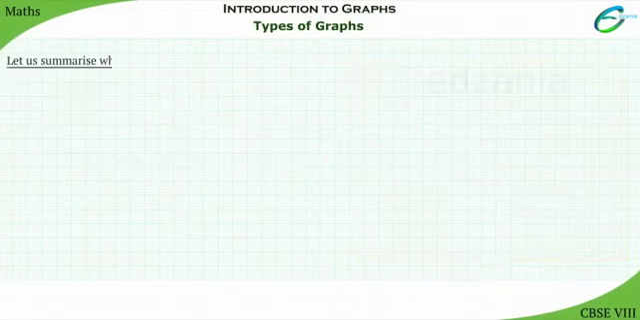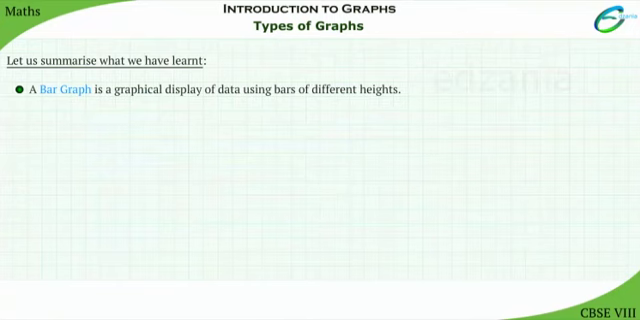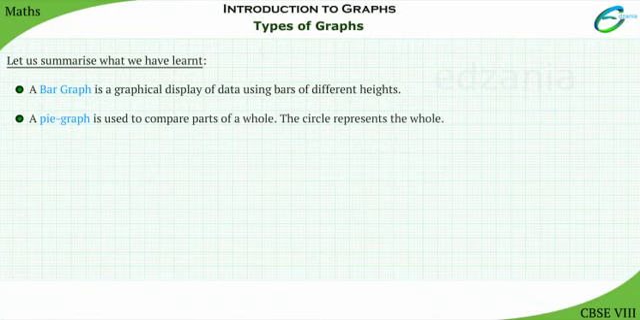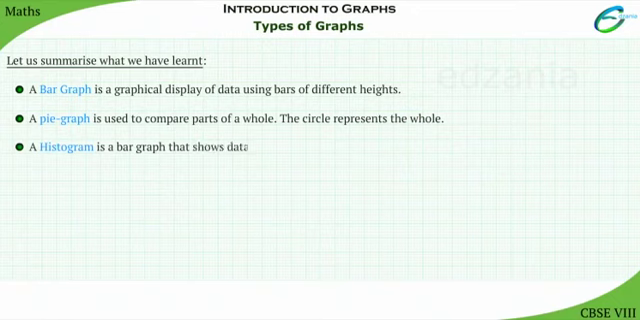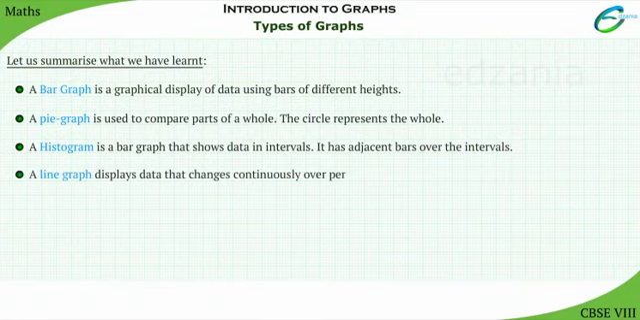Let us summarize what we have learned. A bar graph is a graphical display of data using bars of different heights. A pie graph is used to compare parts of a whole. The circle represents the whole. A histogram is a bar graph that shows data in intervals. It has adjacent bars over the intervals. A line graph displays data that changes continuously over periods of time.